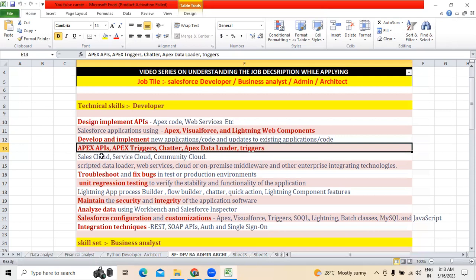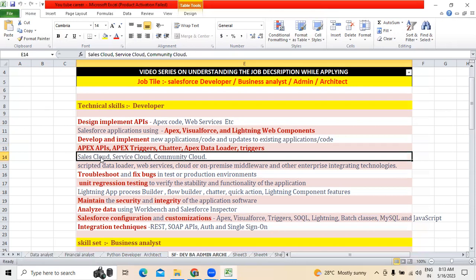Followed by this, of course, Sales Cloud, Service, Community, Health Cloud, different cloud services are there in the field of Salesforce. Not only Salesforce, you can take any CRM product, different products are there, right? So sales is different. Maybe services and communities are different, retailing is different, healthcare is different. So different domains, different cloud services are available. So that knowledge is equally required.